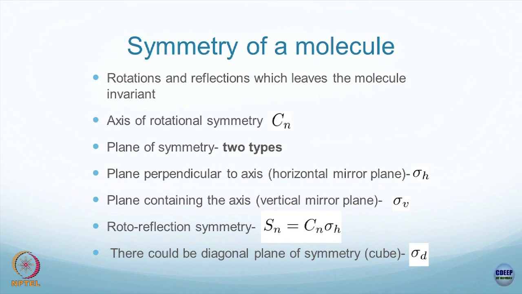Okay. So, axis of rotational symmetry, this we have already seen. If you do a rotation by 2 pi by n angle, we call that C subscript n, and it is a cyclic group, and we denote the axis of symmetry by C n. Then there could be planes of symmetry. One plane could be perpendicular to such an axis, I will show you some pictures, and one plane could be containing the axis. The one which contains the axis is what we call a sigma v plane.